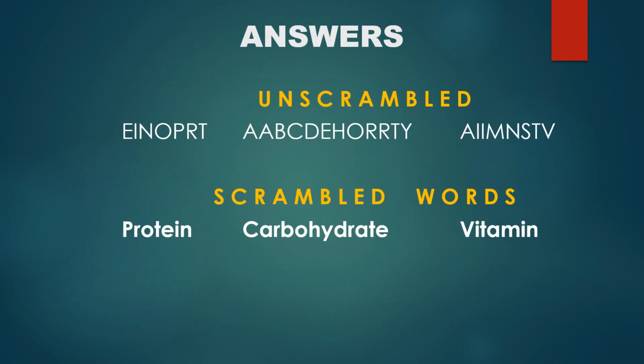Answers. First, there are the unscrambled words and then the scrambled words. The first group of food was protein, then carbohydrate and vitamins.